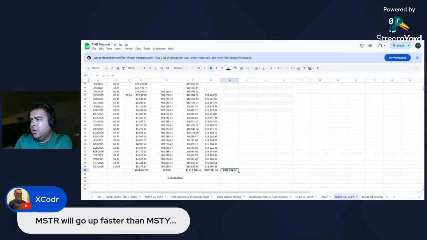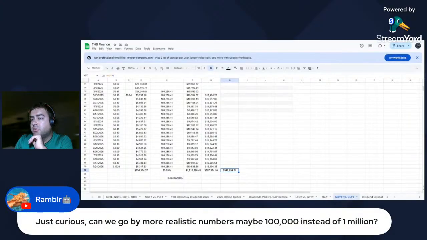Canada. MSTR will go up faster. Well, that's how typically a covered call strategy works, right? Can we go by more realistic numbers, maybe 100,000? Yeah, it's very simple. There's a key secret to doing 100,000 instead of a million. Just take off a decimal point. So it would be like 92,000 instead of 922,000. It would be 30,756.